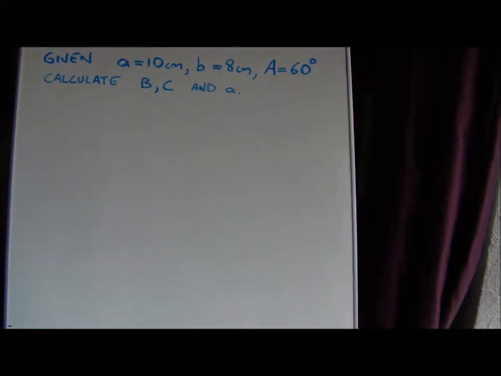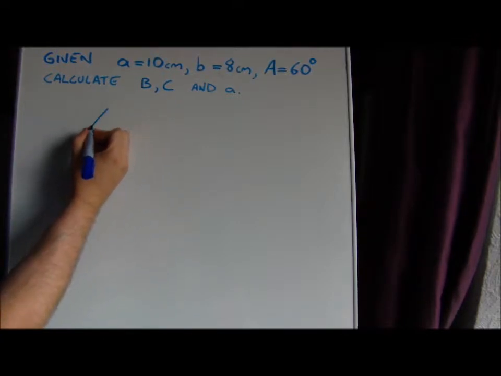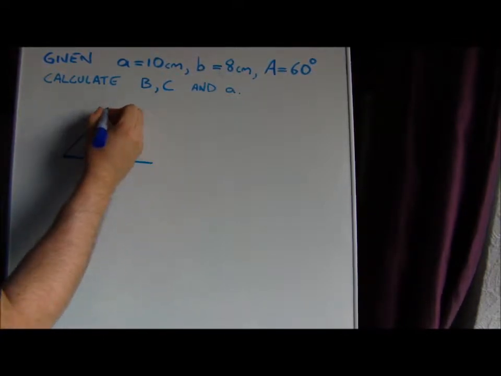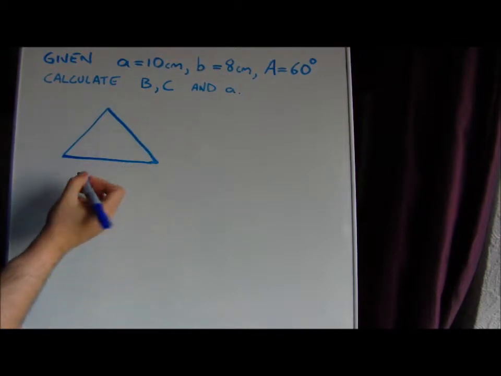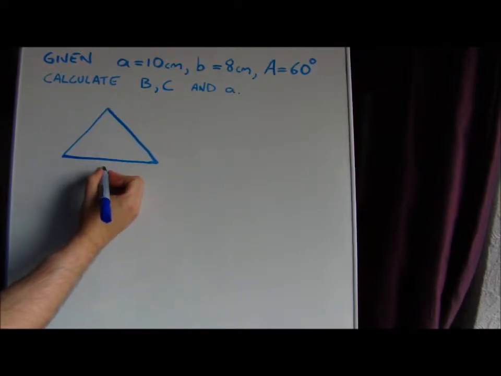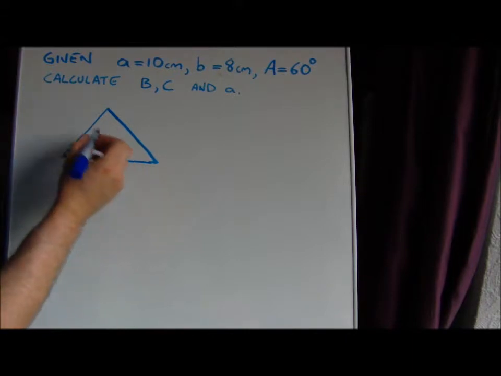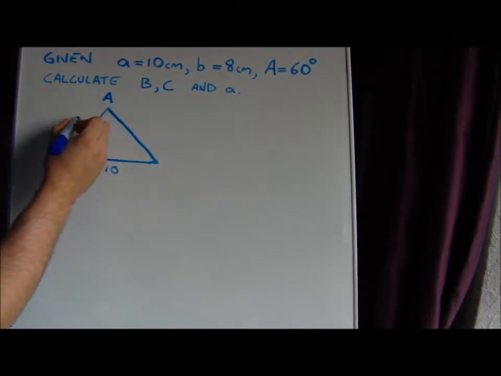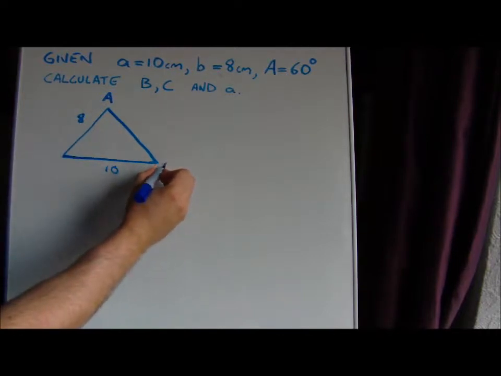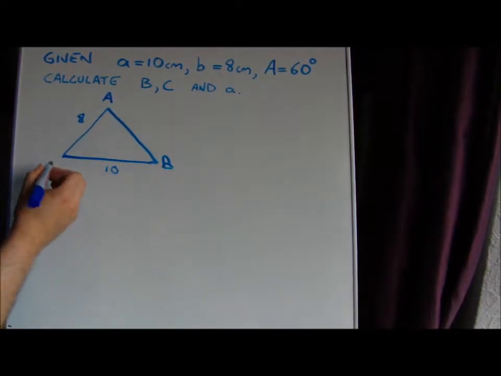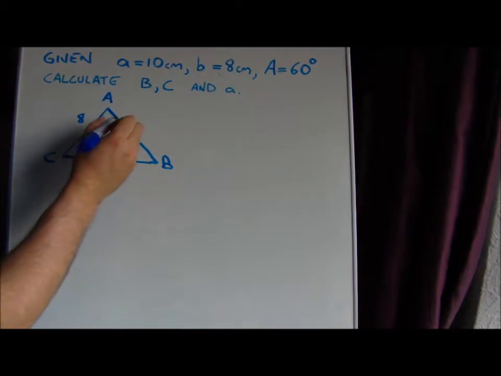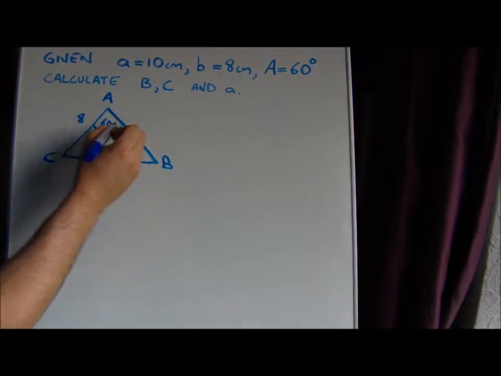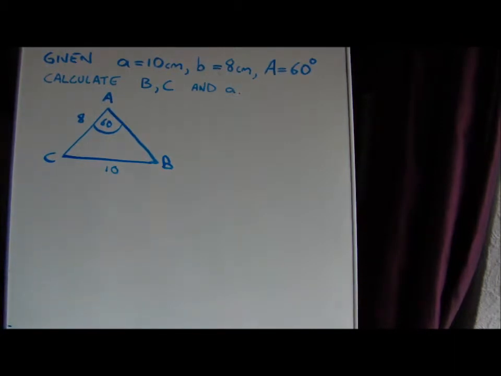We'll begin by making a sketch of the information. It doesn't have to be superbly accurate. But here we go. Let's draw a triangle. So let's call this one side A, which is 10 centimeters. That will be opposite angle A. This is side B, which is 8 centimeters. It's opposite angle B. So this must be angle C, and we're given in the problem that angle A is 60 degrees. So there's our problem.